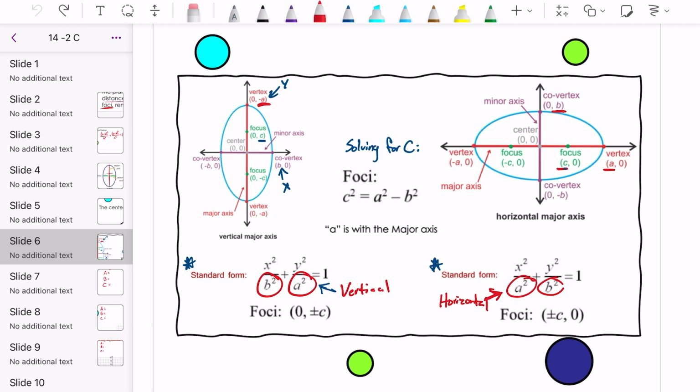So once again, to find the foci, you would go ahead and use c squared is equal to a squared minus b squared. And anytime that you have the a underneath the x, that would give you a horizontal ellipse. If you have the a underneath the y, that would give you a vertical ellipse.